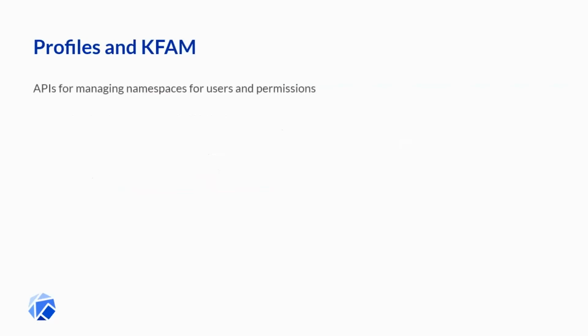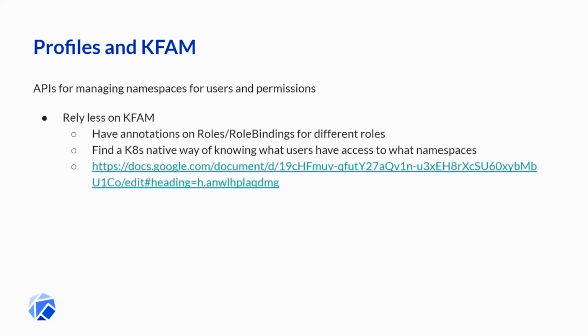Next up, profiles and KFAM, which are the APIs we have for managing namespaces and user permissions. One of the key goals that we always had in mind, but are still trying to find the time to prioritize more and more, is the fact that we want to rely less on KFAM. And the reasons for that are quite a few. Right now, it projects a custom API on top of Kubernetes itself. And we want to find a more Kubernetes native way of both managing the permissions, as well as deciding what namespaces to show in the central dashboard, which all of these right now are dictated by KFAM.